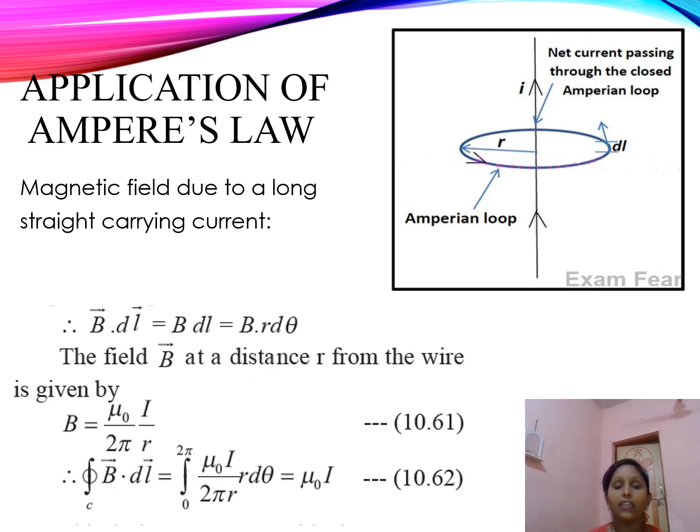The magnetic field at a distance r from the wire is given by the equation B is equal to mu naught I divided by 2 pi r. So as we apply Ampere's law, that is closed integration of B vector dot dl vector is equal to the integral from 0 to 2 pi of mu naught I divided by 2 pi r into r d theta. r gets cancelled. When I integrate d theta, it comes 2 pi. So 2 pi also gets cancelled. The value remains as mu naught I.